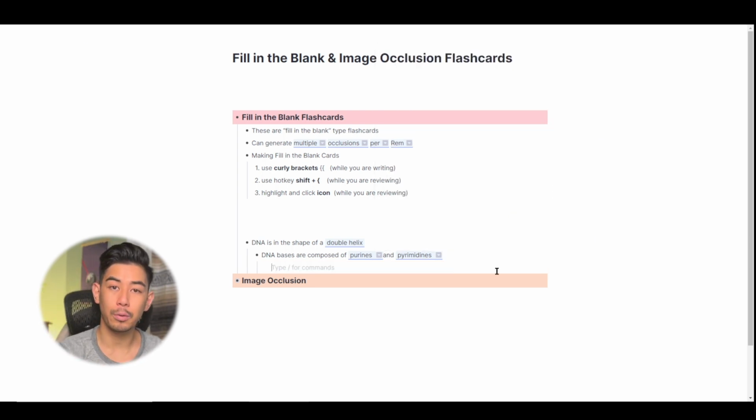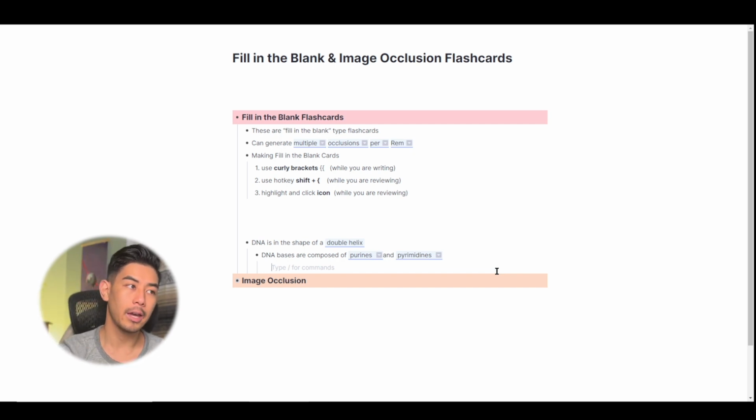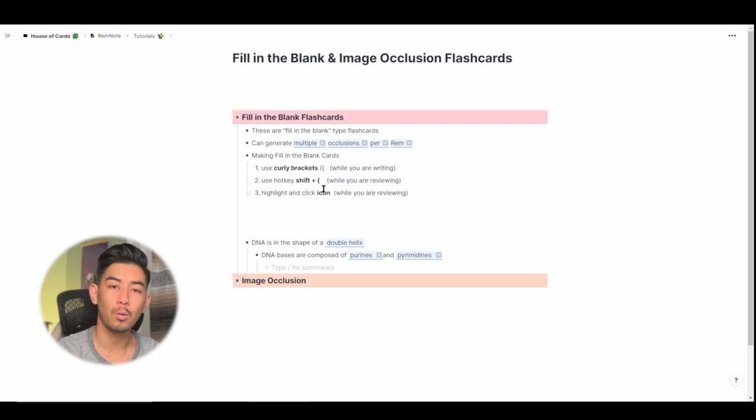Now let's make a flashcard with more than two occlusions so we can see those split and merge features a little better in action. And I'm also going to do them using number 2 and 3 here while you're reviewing.